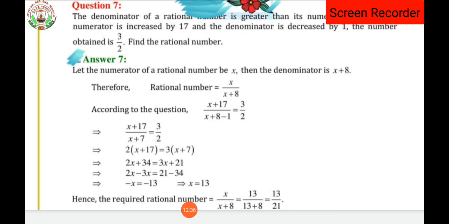So dear students, we have completed chapter number 2, linear equation in one variable. Hope you understood the questions. If any doubt is there, please ask me through the WhatsApp number.